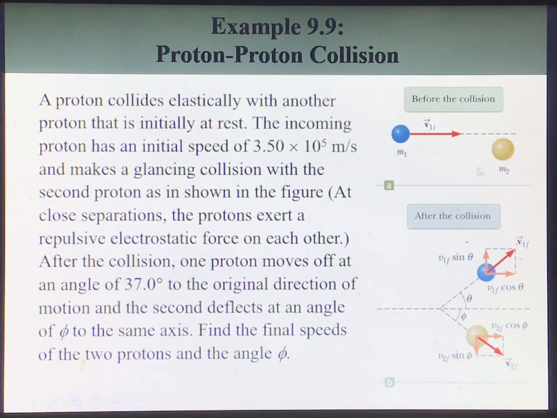This is before, and this is after the collision. After the collision, you can see that one of the protons is going to take off at this angle here, and I know that theta is given as 37.0 degrees in the problem. What I want to calculate is v1 final, which is the velocity of proton number 1, and also v2 final, which is the final velocity of proton number 2, and this angle phi, which is the deflection angle for proton number 2.